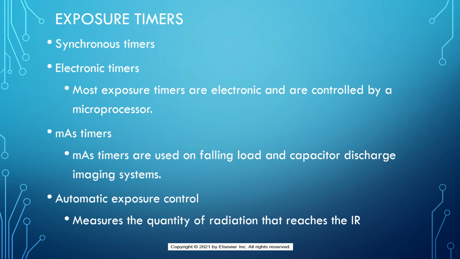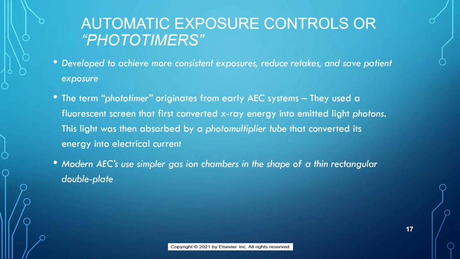Okay, and then finally, automatic exposure control is the one that we're going to dive into deep here over the next few slides. Now, your techs will call those phototimers. Why the heck will they call those phototimers? Because the first iteration of the technology involved a photostimulable screen and a photomultiplier tube. So it was shortened into a phototimer system. Okay, your modern AECs are not phototimers at all, they're ion chambers. So phototimer is an archaic word.